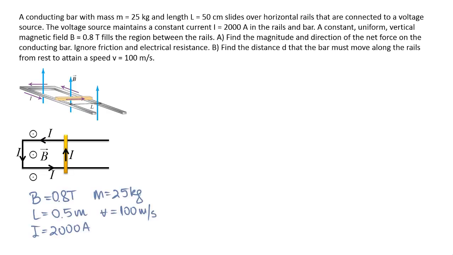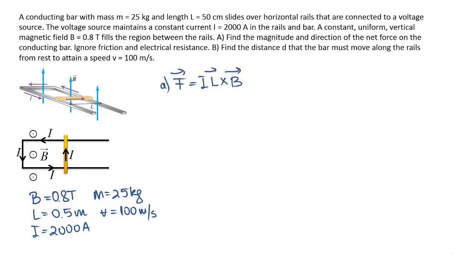The problem gives us the magnetic field, the length of the bar, the current through the bar and the rails, the mass of the bar, and the speed of the bar. We need to find the magnitude and direction of the net force on the conducting bar. Well, the only force acting on the bar is the magnetic force applied by the magnetic field B.